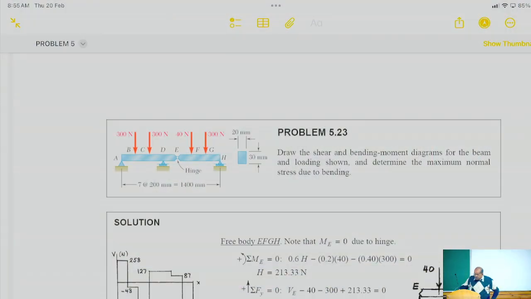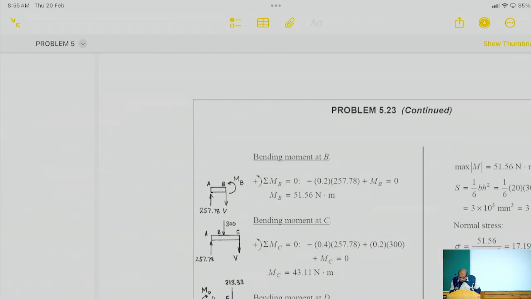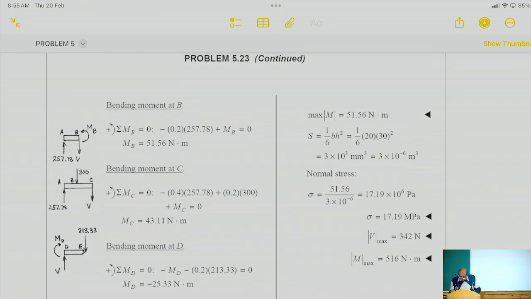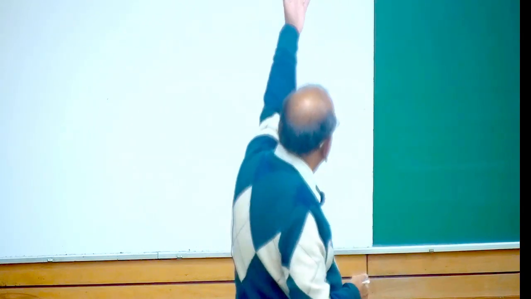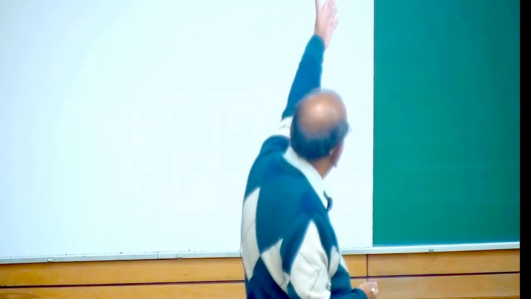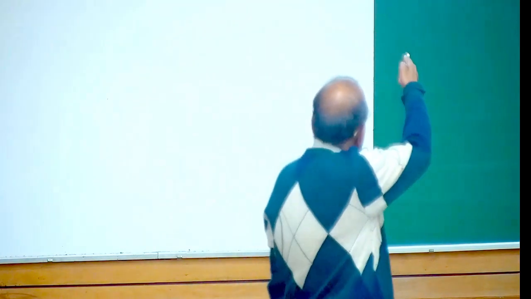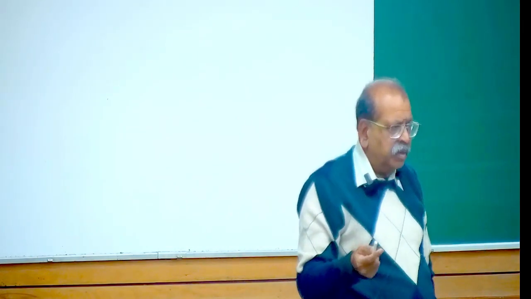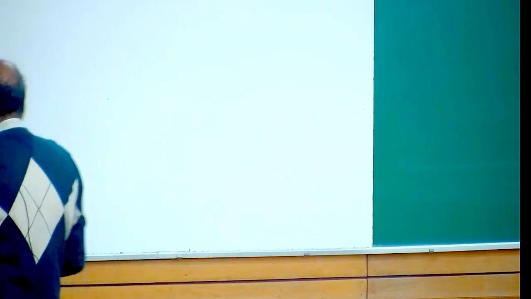Well, it may be a repetition for some of you, what I am doing now. After drawing the shear force and bending moment diagram, you find the maximum value of bending moment. And because this is a rectangular beam, you find the section modulus as bh squared over 6, and then find the maximum normal stress there. And then at that point, I think you're asked to find the maximum bending moment, and that you can also directly do.